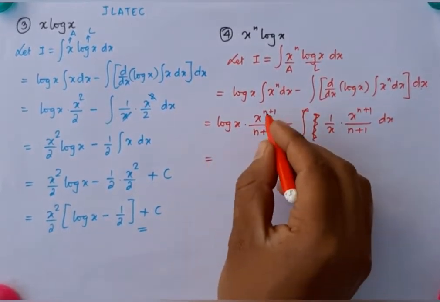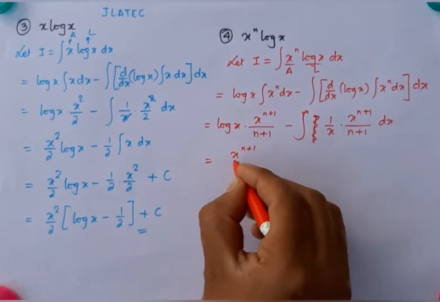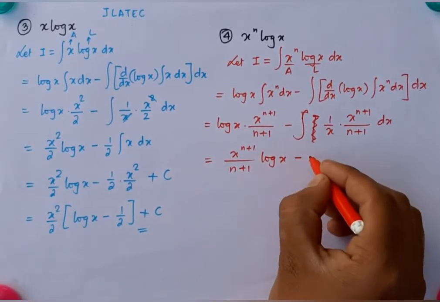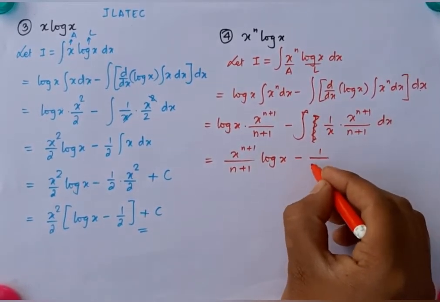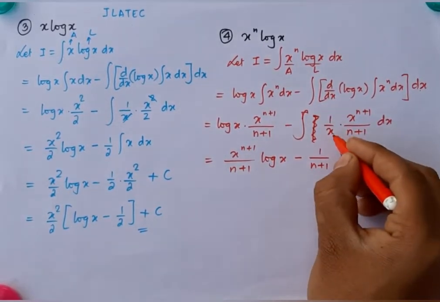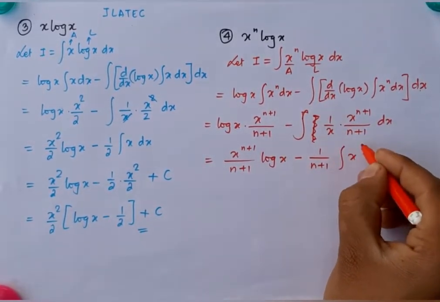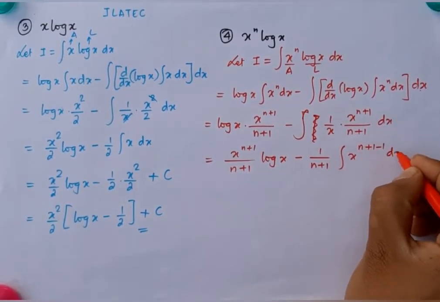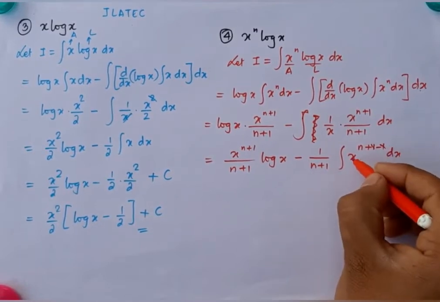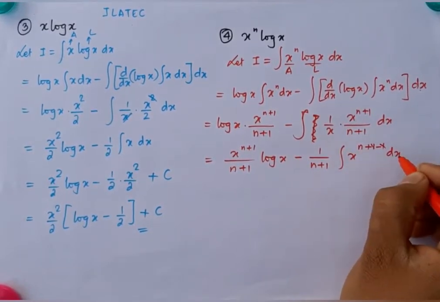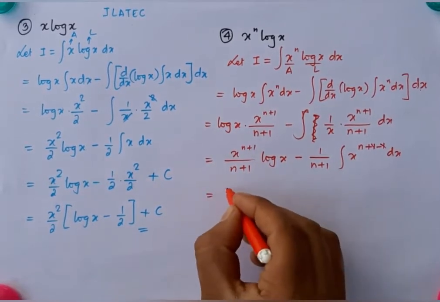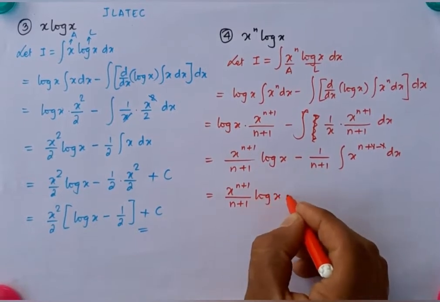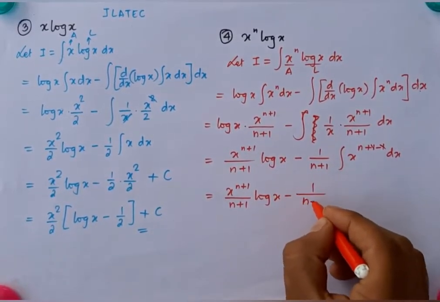So this is again x to the power n plus 1 divided by n plus 1 times log x, let me keep it this way, minus, so again 1 by n plus 1 will be kept outside. So you have here x to the power n plus 1, isn't it? So when it goes up it becomes minus 1, dx. So 1 and minus 1 get cancelled. So it's actually the integral of x to the power n, isn't it? So we have x to the power n plus 1 divided by n plus 1 log x minus 1 by n plus 1 is already there.